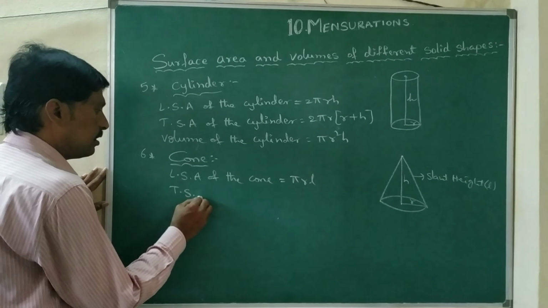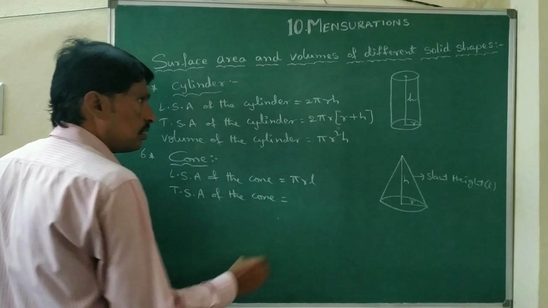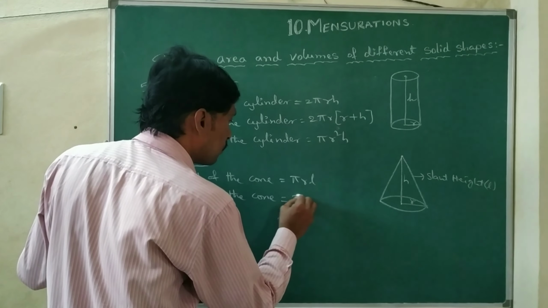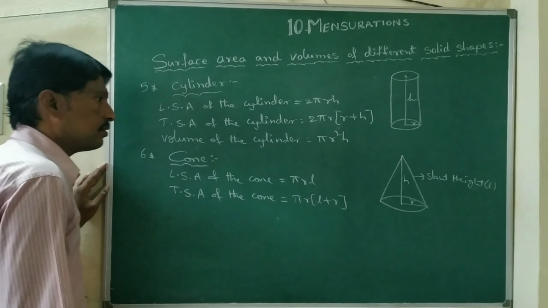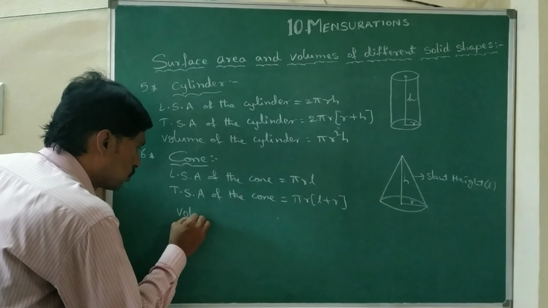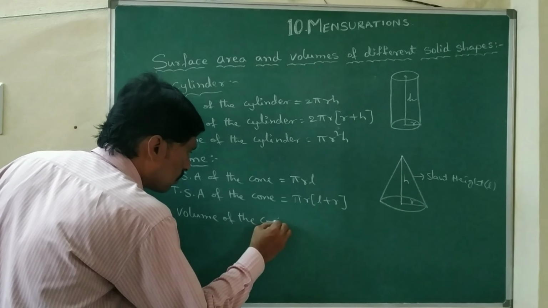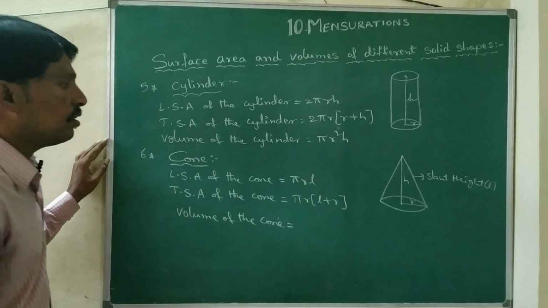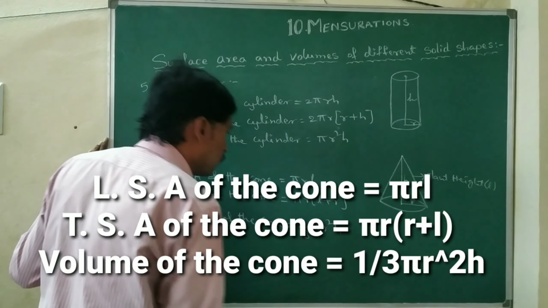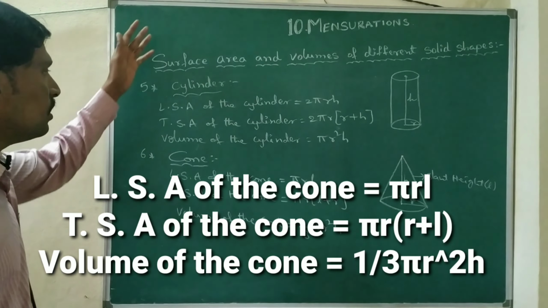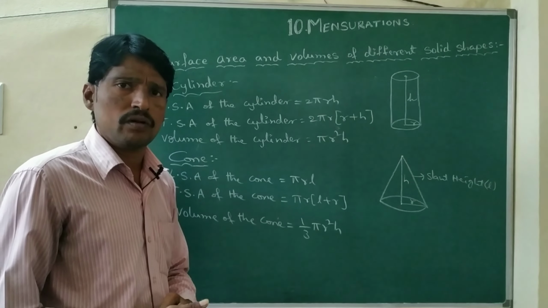Next it is TSA of the cone equals pi r into L plus R, or R plus L. Next, volume of the cone. So what is the volume of the cone? 1 by 3 pi r square h. This is all we are discussing in this video. We are discussing only the formulas.